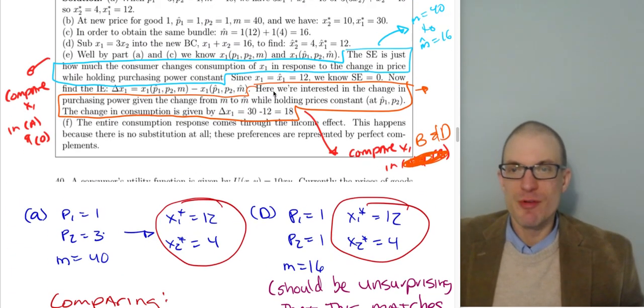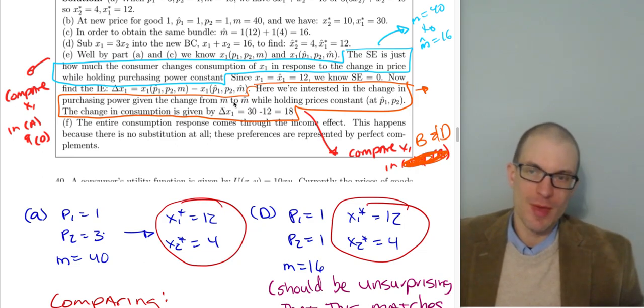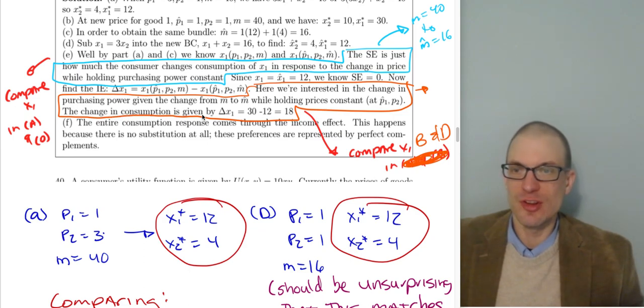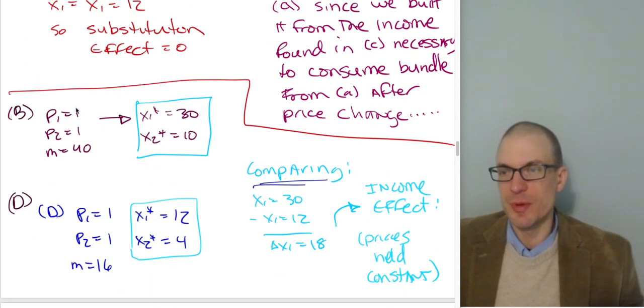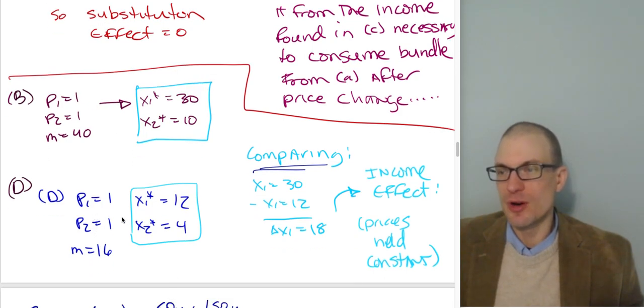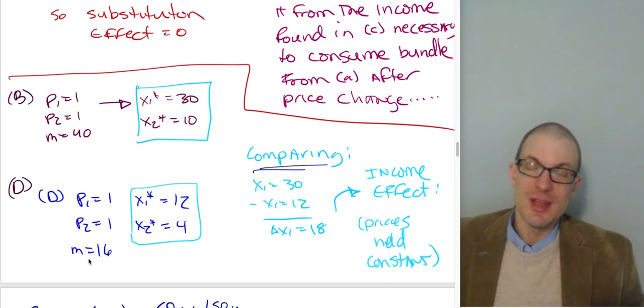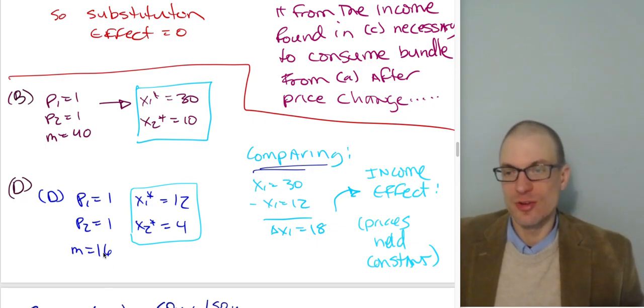Now for the income effect, here we're interested in the change in purchasing power given the change from M to M hat while holding prices constant. This is the change in consumption given by 30 to 12, which is 18. That was from comparing part B to part D. Right, in part B, we had the new prices but the original income. In part D, we had the new prices but the analogous income to prior to the price change.